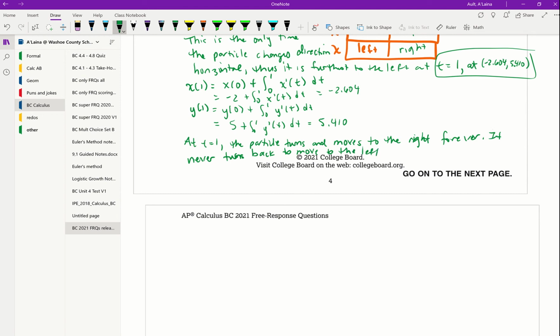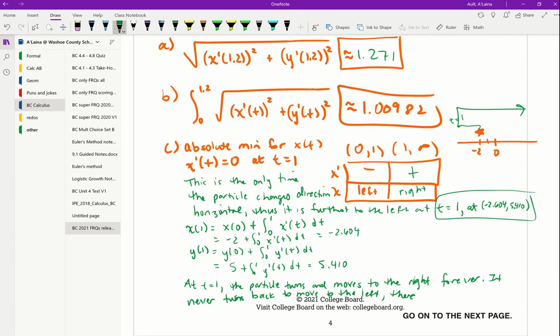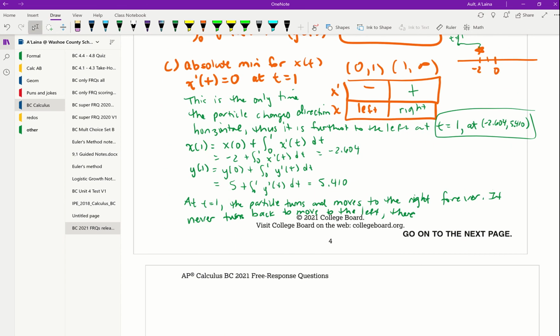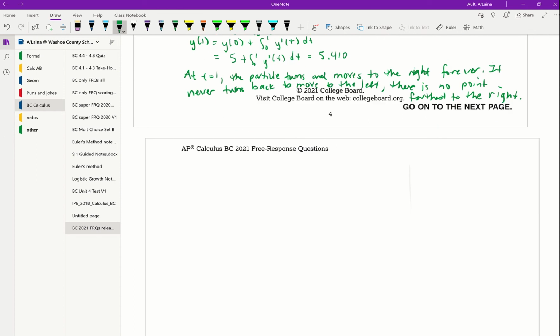Therefore, there is no max value. I'll just rephrase it. There is no point farthest to the right. It's going to go forever to the right. You might find a way to say that better than I did. But we need to talk about the fact that it's never turning back, or it's always moving to the right from that point on. And that table was helpful to see that, because this wasn't on a closed interval, so I really couldn't test endpoints. I needed to find a different way to explain this, so I need to be looking at the signs of the derivative to help with that.